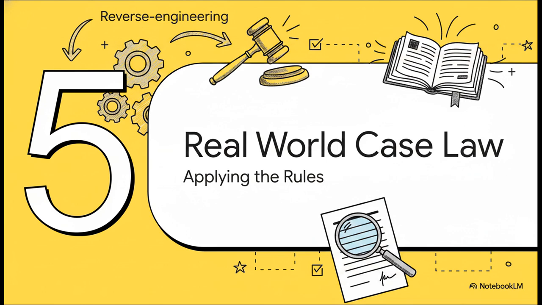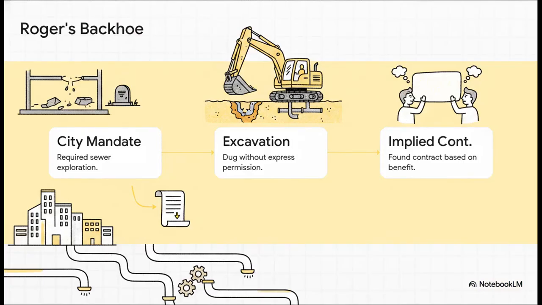All right, home stretch. Section 5, Real-World Case Law. Let's apply all these rules and see how this taxonomy actually works in court. Let's look at the Rogers Backhoe Service case. So a funeral director hires a company to demo a foundation. Out of nowhere, the city mandates they explore a subterranean sewer system. The contractor goes ahead and does the exploratory digging. But later, the owner refuses to pay, claiming he never explicitly agreed to that extra work.